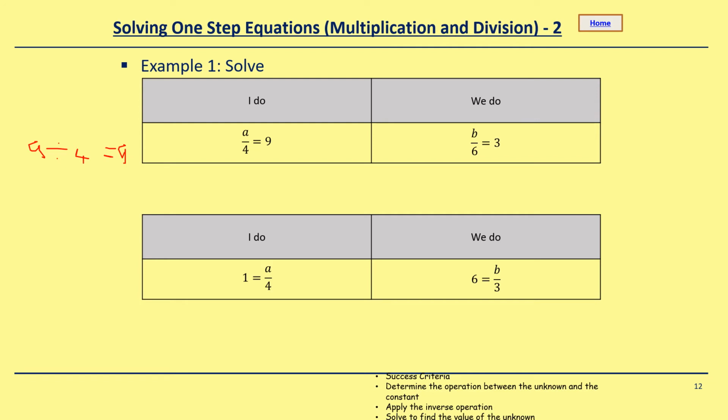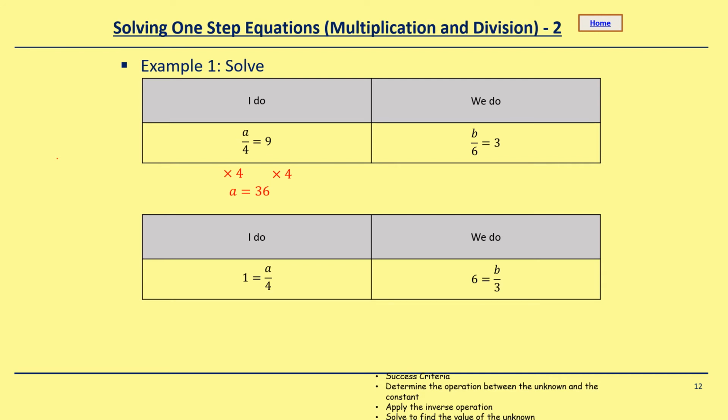So the opposite of divide is multiply. So what we're going to do, we're going to multiply both sides by 4, because it's A divided by 4. So now you have to multiply by 4, and that will get rid of that 4. But if you do that to the left hand side, you have to do it to the right hand side. So A equals 36, and we can check that. What's 36 divided by 4? It's 9, so that means that's right.